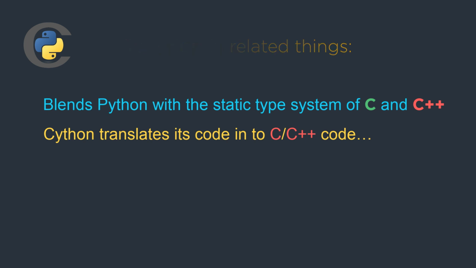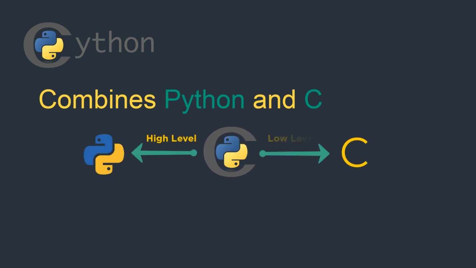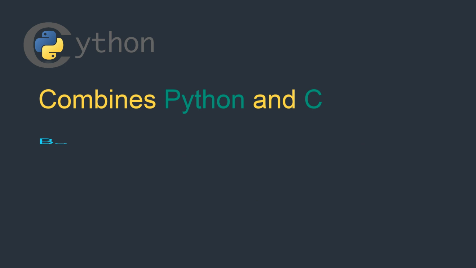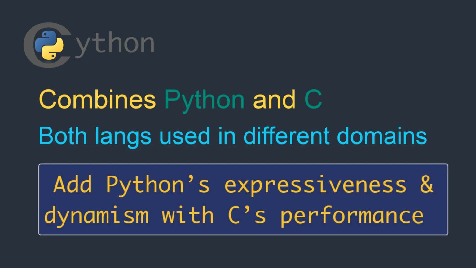Cython's power comes from the way it combines Python and C. It feels like Python while providing easy access to C. Cython is situated between high-level Python and low-level C. One might call it a Creole programming language. Both languages are mainstream, but they are typically used in different domains. Given their differences, Cython's beauty is this: it combines Python's expressiveness and dynamism with C's bare metal performance, while still feeling like Python.